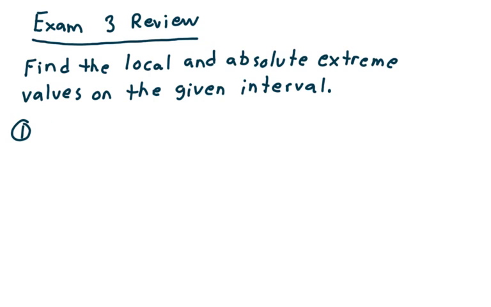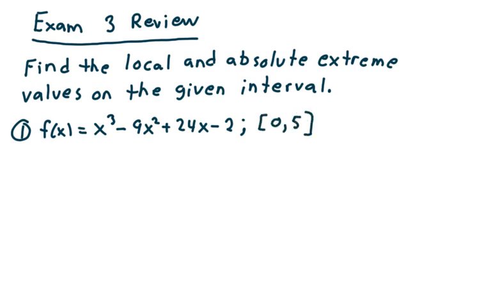Suppose f of x is equal to x cubed minus 9x squared plus 24x minus 2. And the interval is the closed interval 0 to 5. First step, take the derivative.